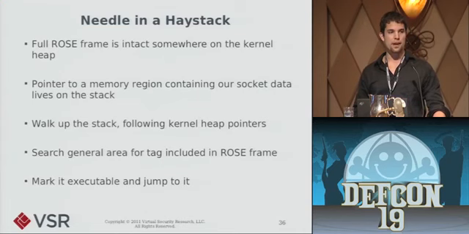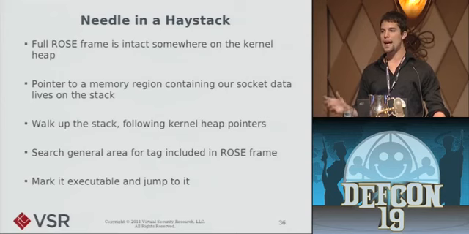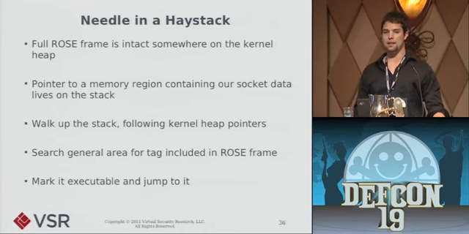So what we can do is, now that we're executing code, all we need to do is walk up the stack, say, is this a kernel pointer? Yes, no, just heuristically. And if it is, you can follow it and look around in memory, and we'll put a tag in our ROSE frame so that we can find it. And then we'll eventually just find our ROSE frame on the kernel heap. We'll mark it executable just by calling set_memory_x and then jump into it.